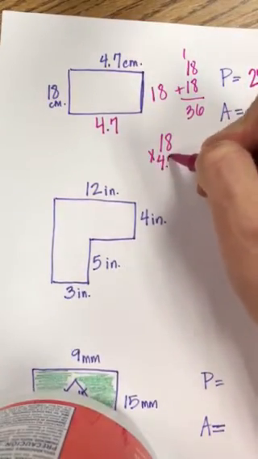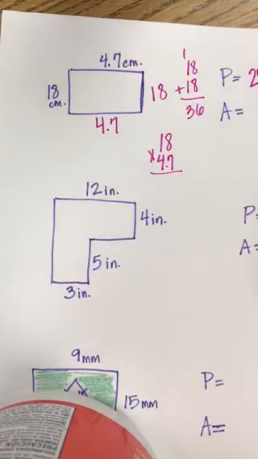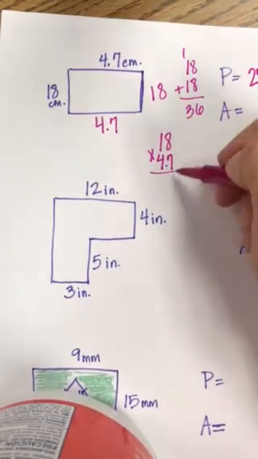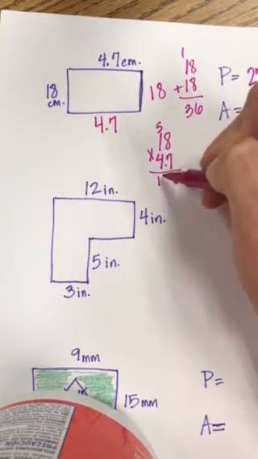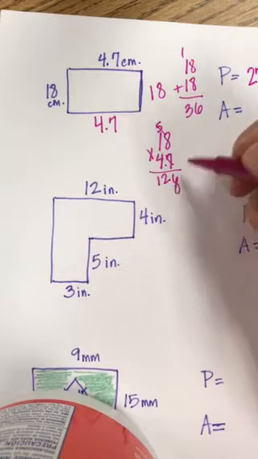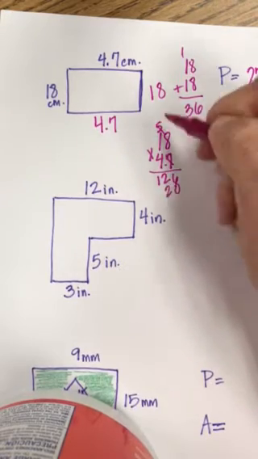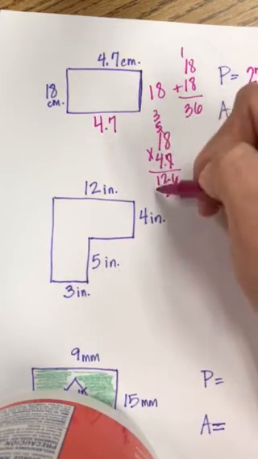Remember, whenever you're multiplying with decimals, you do not have to line the decimal up. You just line it up like 18 times 47. We'll do the decimal at the end. So 8 times 7 is 56. 1 times 7 is 7. That's 12. 8 times 4 is 32. 1 times 4 is 4, 5, 6, 7.